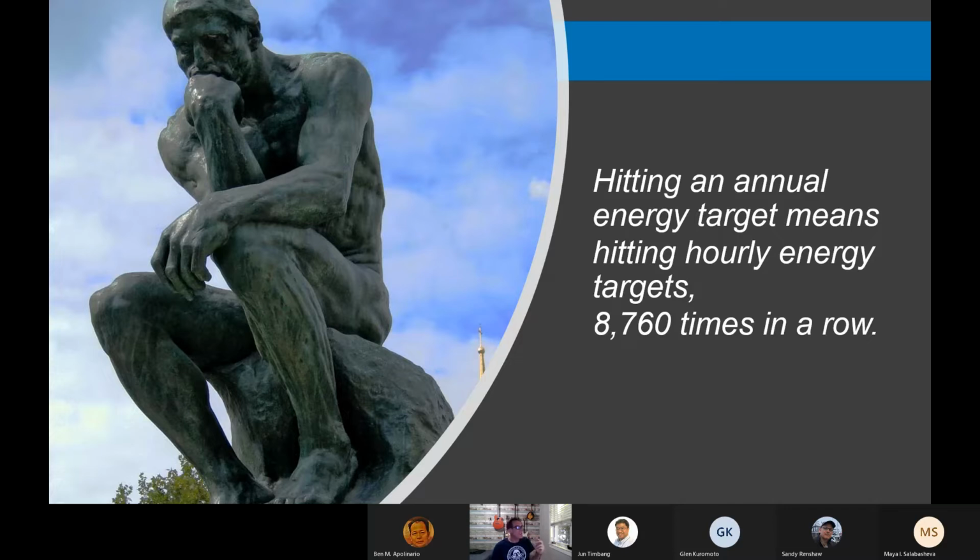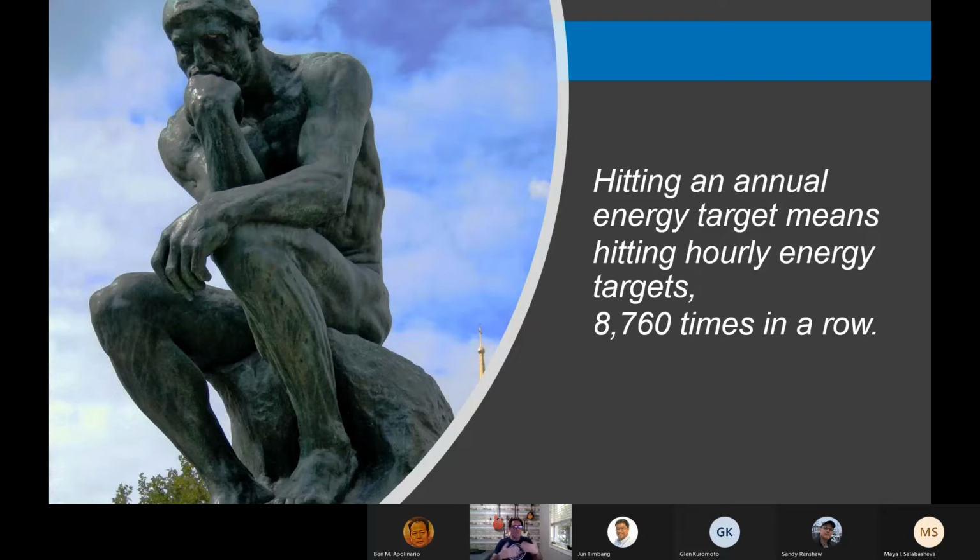If we get off track in the first hour, then we're going to be off track for the first week, and off track for the first month, and off track for the first quarter, and we won't hit the annual target. We don't have a chance of hitting the annual target. So while our industry standard is to express our energy calculations in annual units, we have to be able to express them in hourly units and then check them in hourly units.